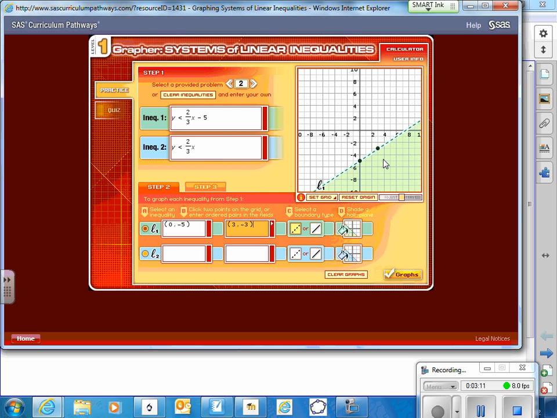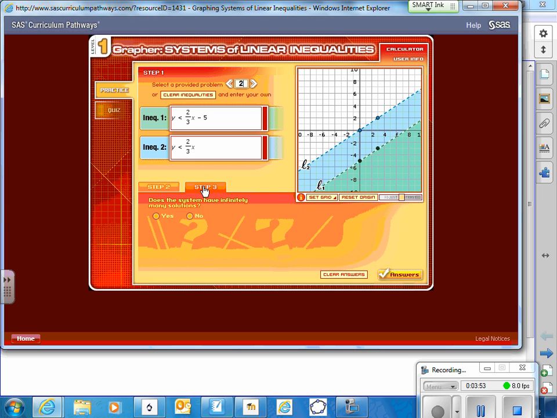The other inequality, it doesn't show a y-intercept, but it could say plus 0, so the y-intercept is 0. And it says the slope is 2/3, up 2 over 3. And connect that with a dotted line because it does not include equals. And it says less than, so I'm going to shade below. So now the region where they both are shaded is down here.